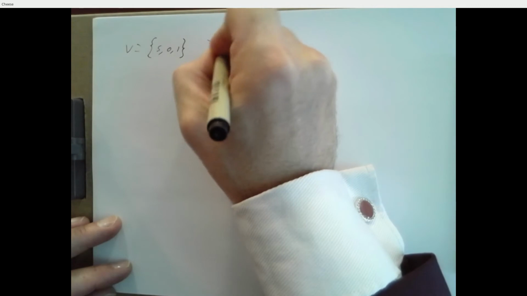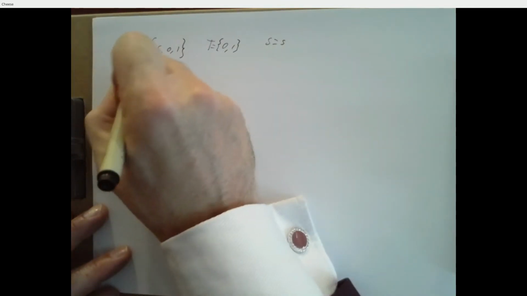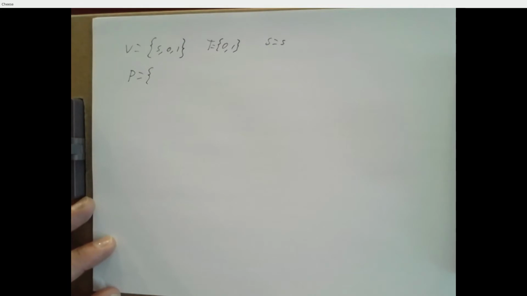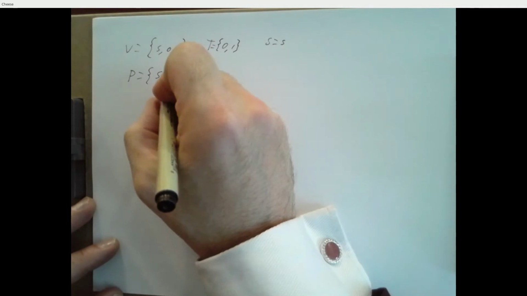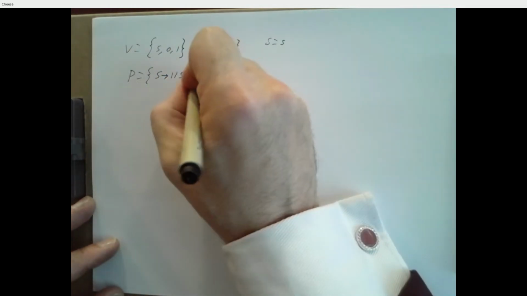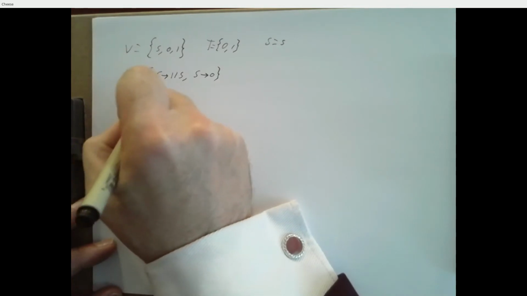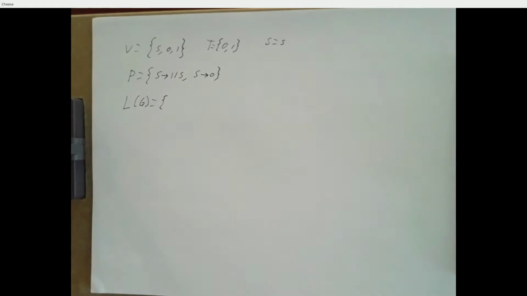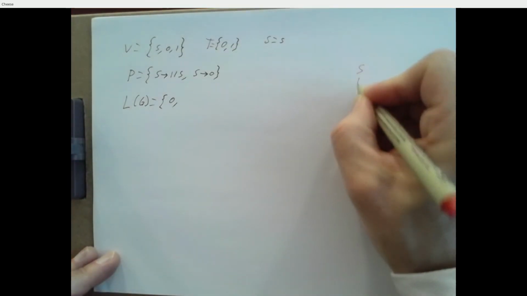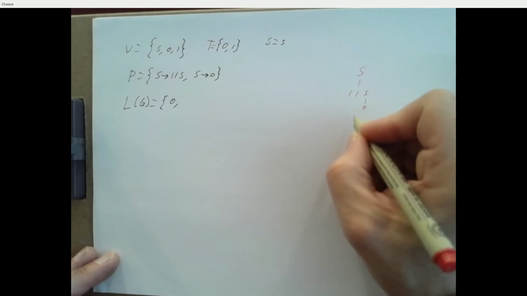So our vocabulary consists of three things: start symbol, a 0, and a 1. The terminal symbols will be 0 and 1. The start symbol will be S. And our production rules will be: S can be a 1 followed by a 1 followed by S, or S can be a 0. So what's our language look like here? It's definitely got a 0. Okay, so S can be a 1, 1, S. And S can be a 0, so it could be a 1, 1, 0.